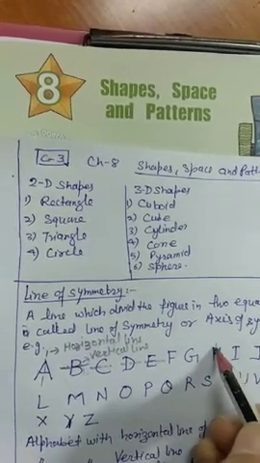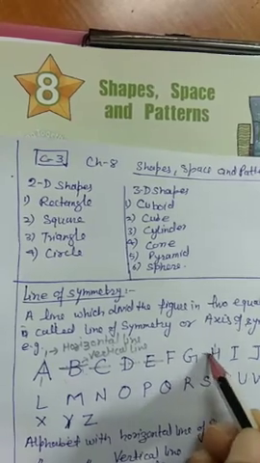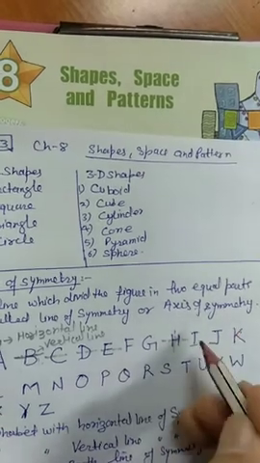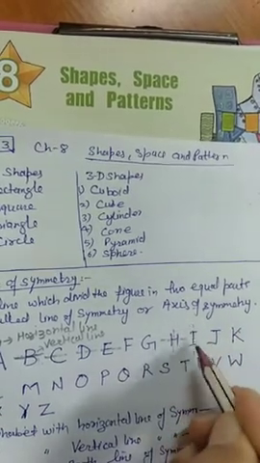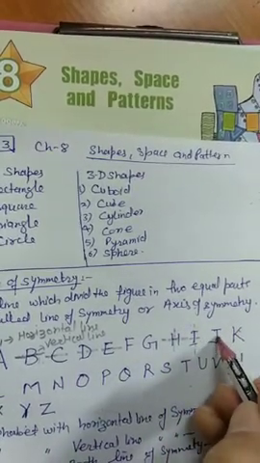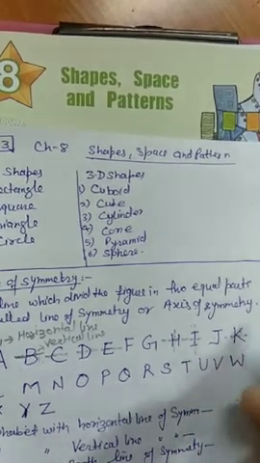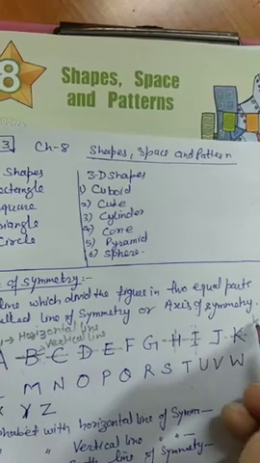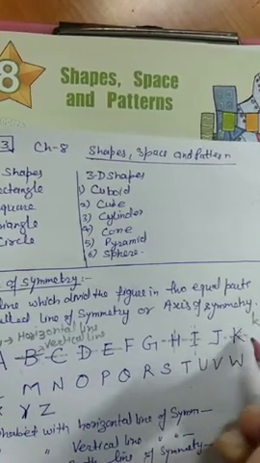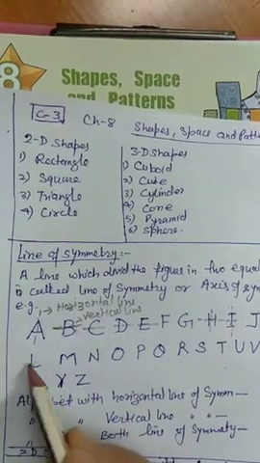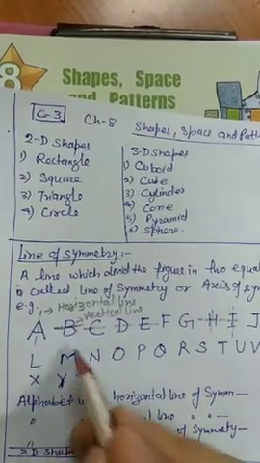H, yes. One line of symmetry is here, and one is from the middle. H has two lines of symmetry. And I, yes. Again I has two lines of symmetry. J, no. K, yes. But if you write K like this, then it has none. If it is in the middle, then yes. Now come to L, no line of symmetry. Here it will not divide into two equal parts.